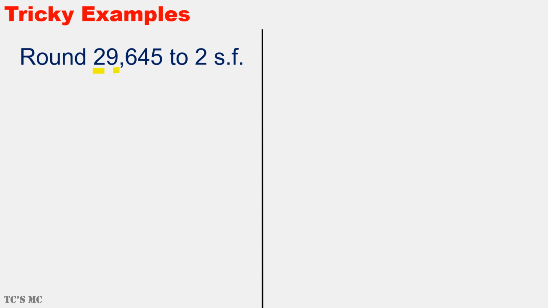Here are some tricky examples. If we have to round 29,645 correct to 2 significant figures, we need to identify the significant figures. 2 is the first significant figure, 9 is the second significant figure. The 9 here represents thousands, which means we are rounding to the nearest thousands. Because of the 6, we round up and we get 30,000. The 3 and the 0 are the 2 significant figures. The 3 zeros here are needed to give the 30 its value of 30,000.